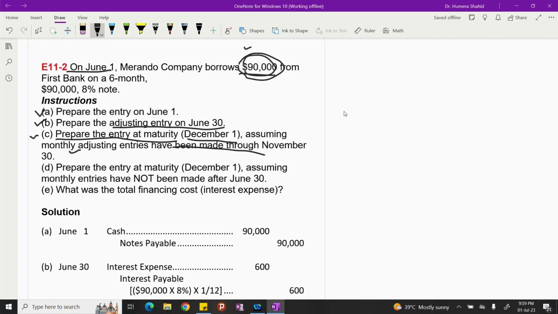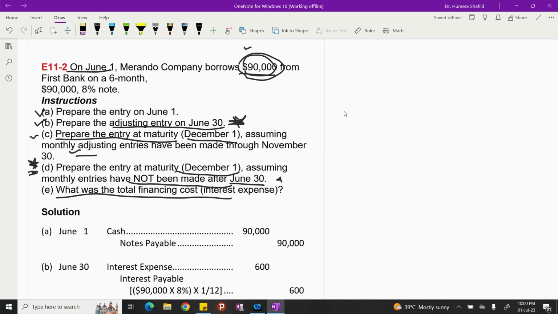What are monthly adjusting entries? Interest recording. That's already been done. I added this point for you because if the monthly adjusting entries are not done, then what are you going to do? Okay, so this is a variation. You will not find this with the regular question, but it's important to know this point as well. So point D, which is added by me, is prepare the entry at maturity December 1st, assuming monthly entries have not been made after June 30th. June 30th we recorded. Now after that they say you did not record any other adjusting entry. And then what was the total financing cost.